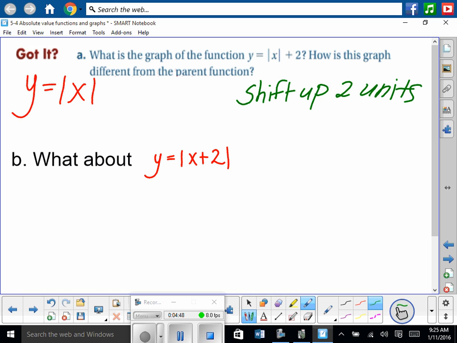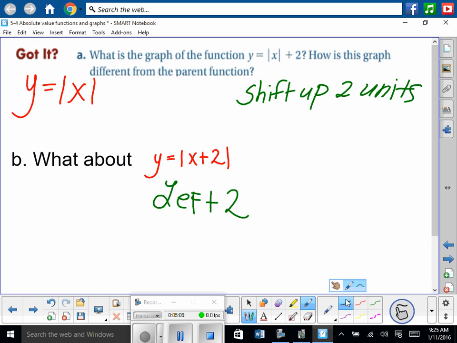Questions? So that's how it's different from the parent function. So then, what is the difference between that and y equals the absolute value of x plus 2? That's our shift. It's added on the inside of the absolute value, right? It's added with x, so that's our shift left or right, and we always go the opposite. So this one would be shifted left 2.